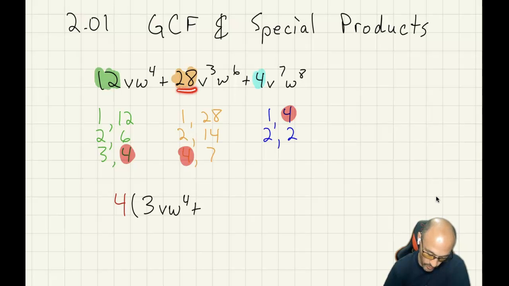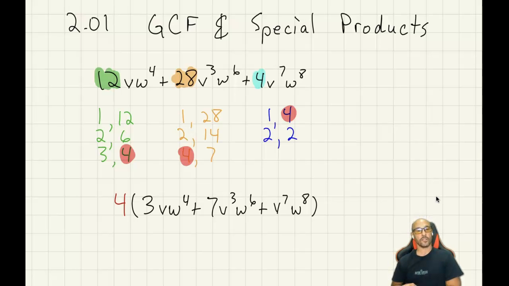Plus, and now when we divide 28 by 4, we get 7. So that's going to be 7v to the 3rd, w to the 6th. And then when we divide 4 by 4, we get 1. And I could write 1 here, but I don't need to. I can just write v to the 7th, w to the 8th. Questions about what I've done so far?